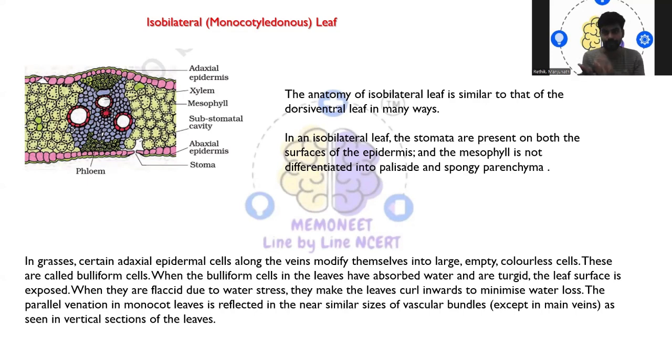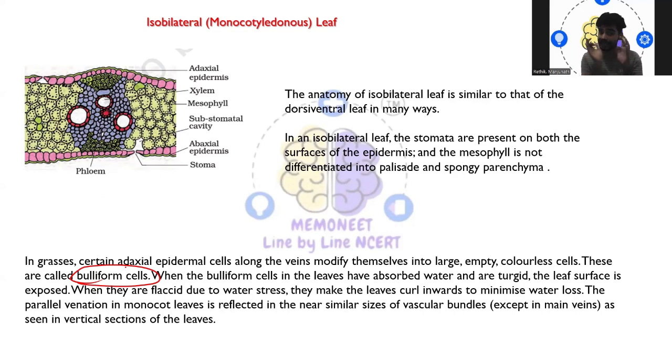Cool. So when we are talking about grass, specifically when I'm taking grass as an example, certain adaxial epidermis cells, that is the upper layer of the cells, along with veins, actually modify into larger empty colorless cells. So that is the upper part of your leaf, these epidermal cells along with the veins modify themselves into larger empty colorless cells, and these are actually called bulliform cells. Now it's too good to remember. So they are called what?